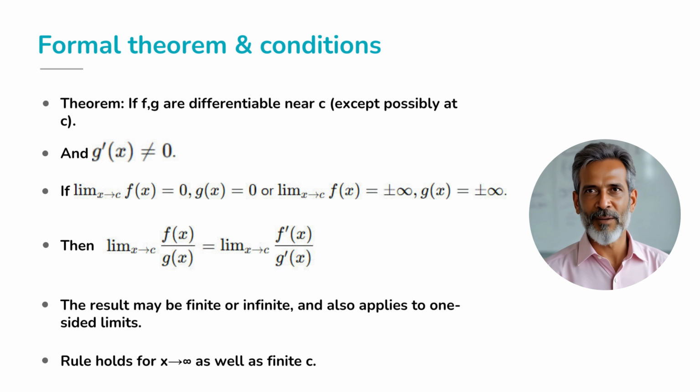In such cases, the limit of f of x over g of x as x tends to c is the same as the limit of f dash of x over g dash of x, provided this limit exists. The answer could be finite or infinite. Bonus: this also works for one-sided limits and for x tending to infinity. But a word of caution, don't use this rule blindly. If simple algebra gives you the answer quickly, you don't need to summon L'Hopital.